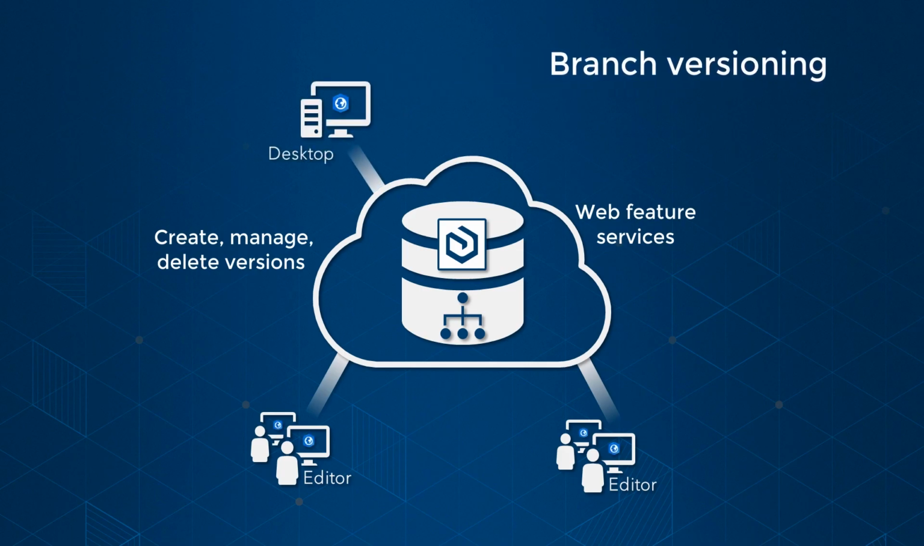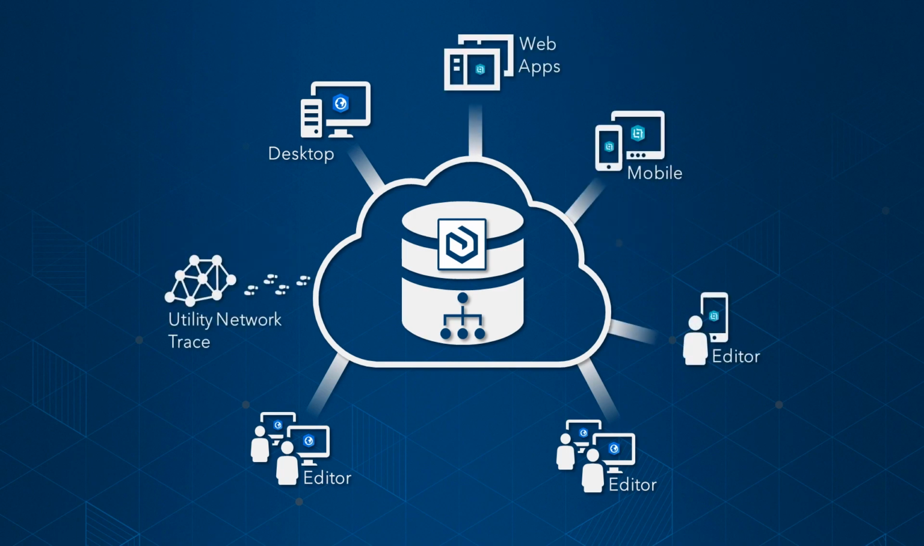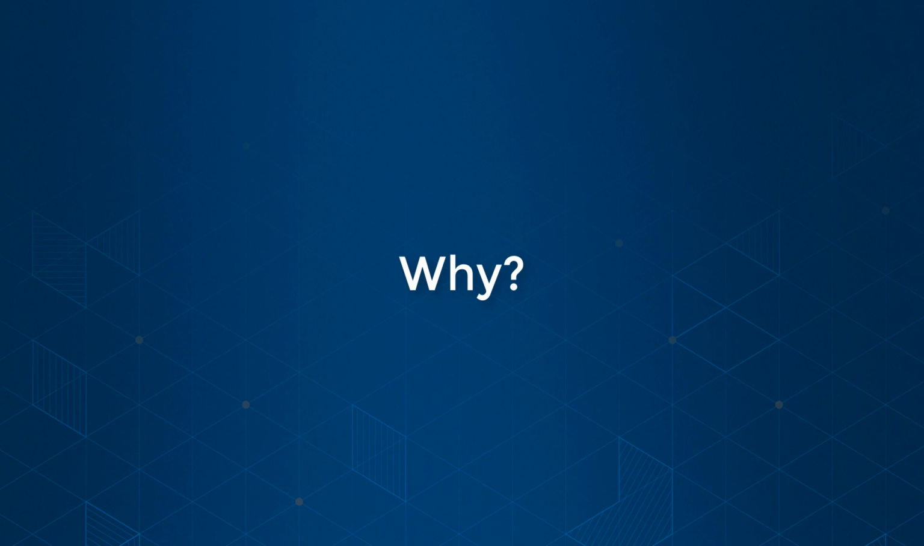Being able to manage branch versions directly from your desktop, web browser, or mobile application will be the first step towards editing data and even executing utility network traces on the different versions of your feature service outside of the desktop application. So why does it matter?